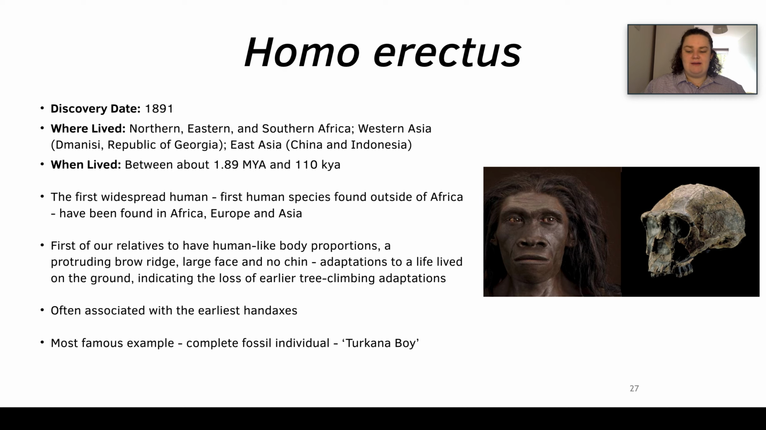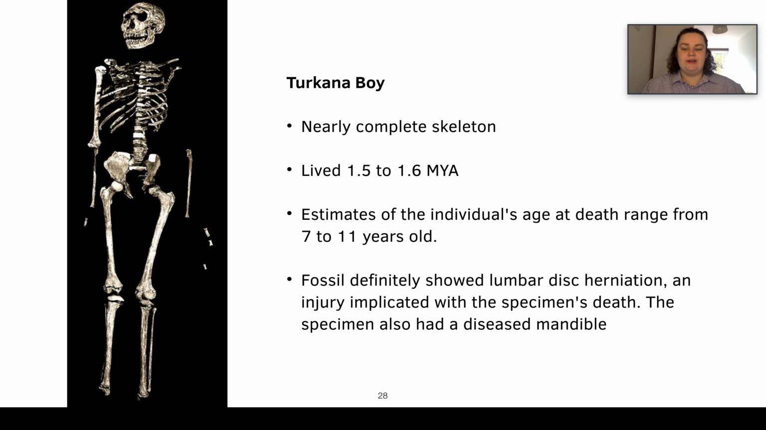And the most famous example of Homo erectus is a complete fossil individual known as Turkana boy. So here he is. He's a nearly complete specimen. He lived 1.6 to 1.5 million years ago. We're not really sure on the dates. And it's estimated that he died within the range of 7 to 11 years old.